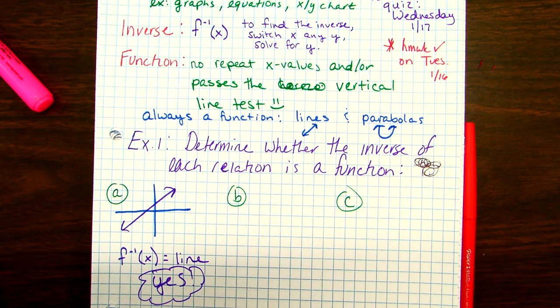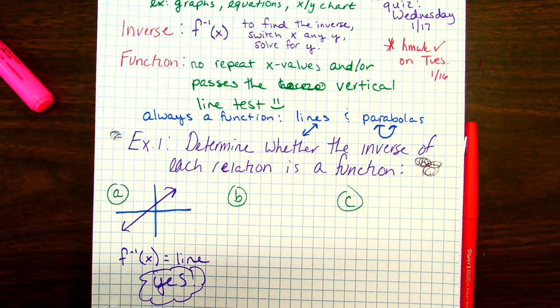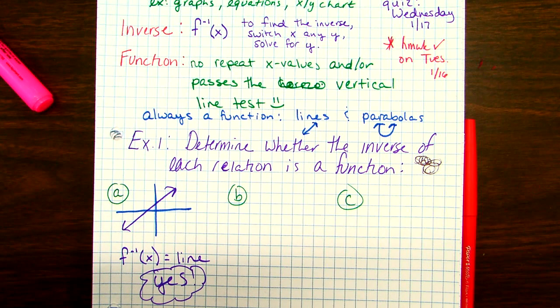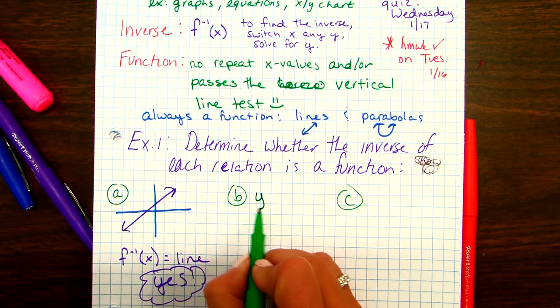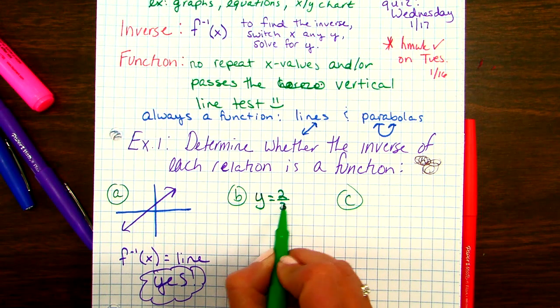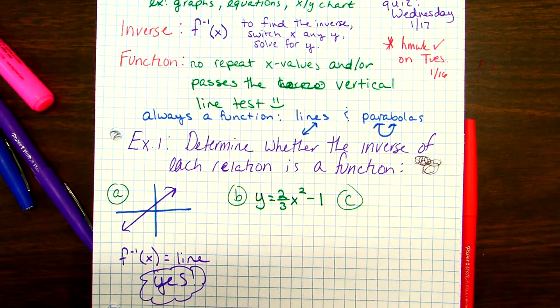Relation is just a graph, a set of ordered pairs, an equation. A function has no repeat x values and also passes the vertical line test. And then inverse is, once I do that, just flipping the x and y. Okay, next one is an equation. Let me just make one up here. That's a relation.